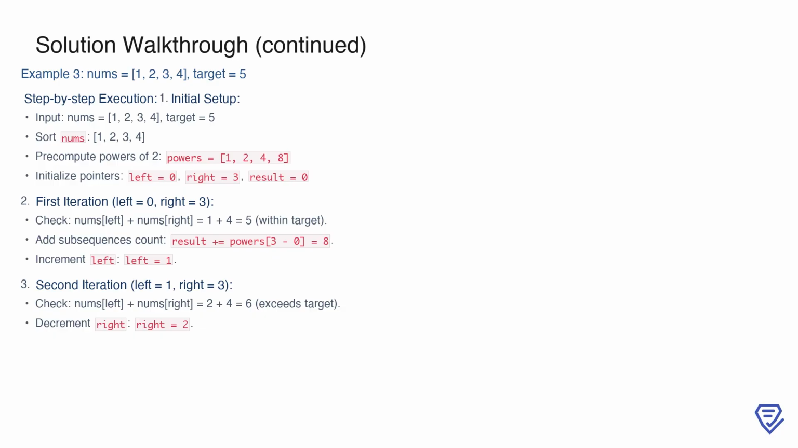In the second iteration, the sum nums[left] plus nums[right] equals 2 plus 4, which is 6, which exceeds the target. To reduce the sum, we decrement the right pointer to index 2.